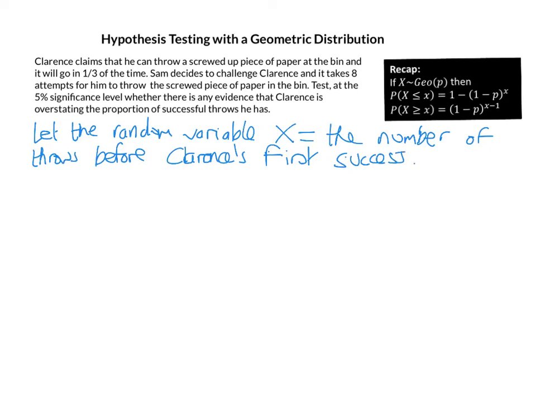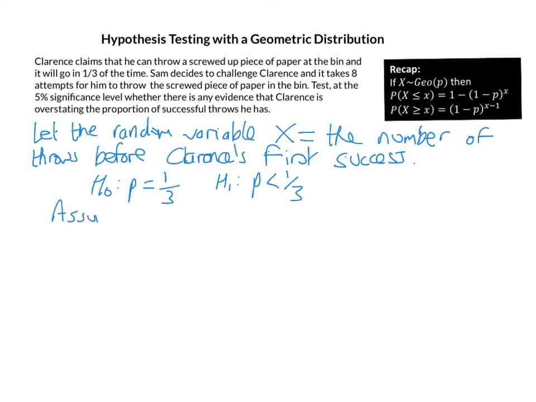So we've defined X. I've got a null hypothesis, which is the norm. This is what Clarence says. He thinks he's got a third of the chance to get it in. The alternative hypothesis is that the probability is less than a third.